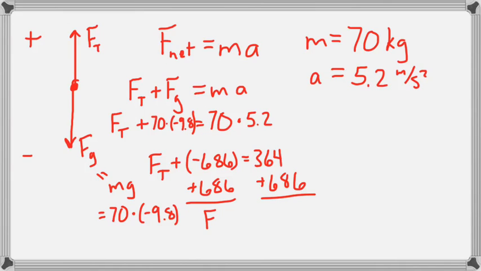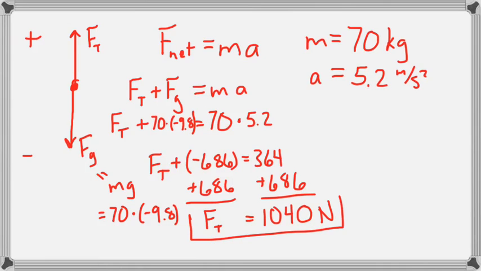Either way you think of it, we need to use addition. So our tension force equals the sum of these two numbers, which turns out to be 1,040, excuse me, 1,040 newtons. So if you got that for your mastery check, good for you. If you didn't, there'll be another opportunity to practice problems like this tomorrow.